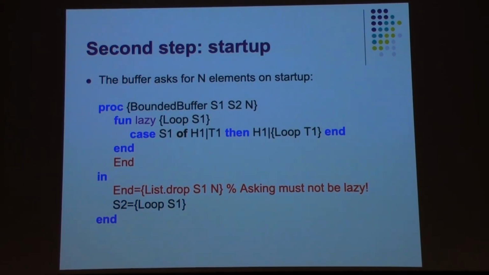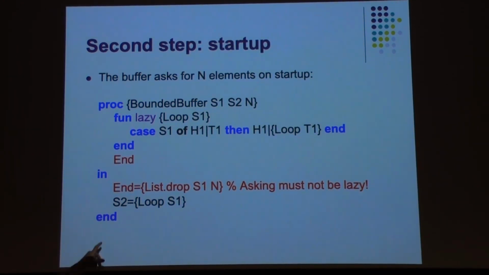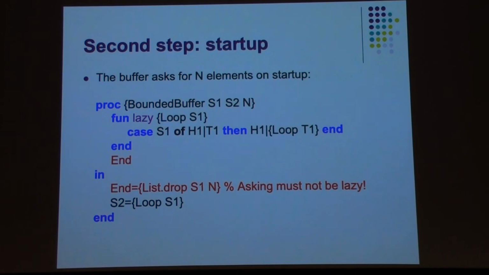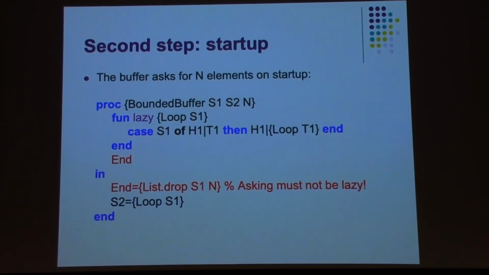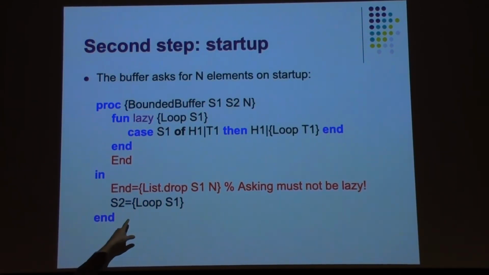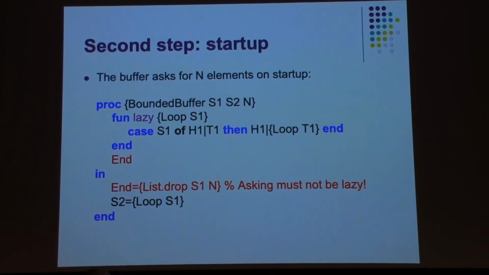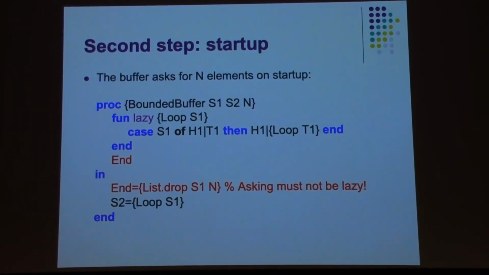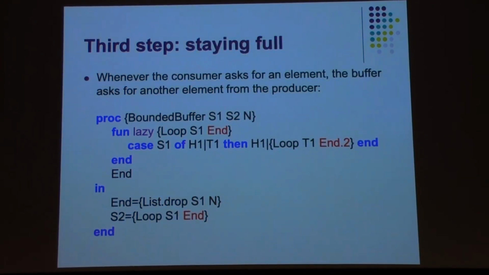Okay? And so the red, and of course you have to declare it. That's good, right? That's reasonable. And then those elements, once they're there, the loop can read them, of course. The S1 will be bound. They will be needed and they will be bound. Okay? The second step is while it's running.